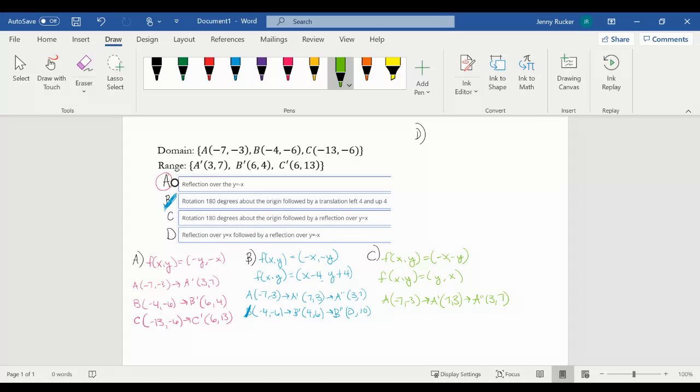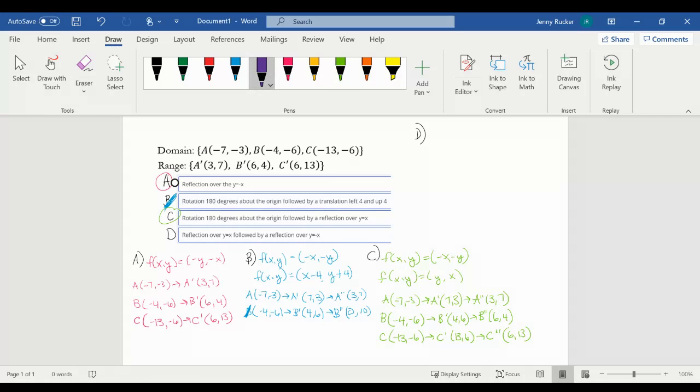So now let's take a look at B. B is at (-4, -6). We know that opposite of x, opposite of y makes (4, 6). Now let's apply that next reflection. So that would be (6, 4), which does work. Now let's take a look at C. C is at (-13, -6). This will map to C prime at opposite of x, opposite of y, which is (13, 6). And then C double prime, when I apply my reflection, would be (6, 13). So C does work.